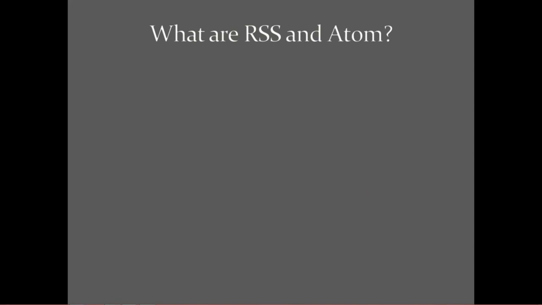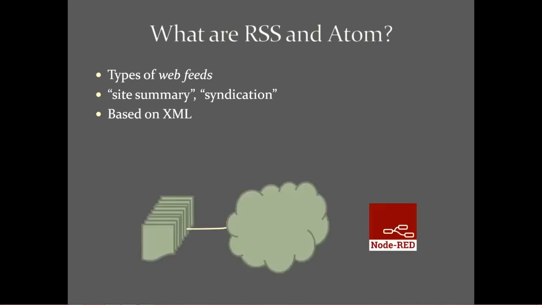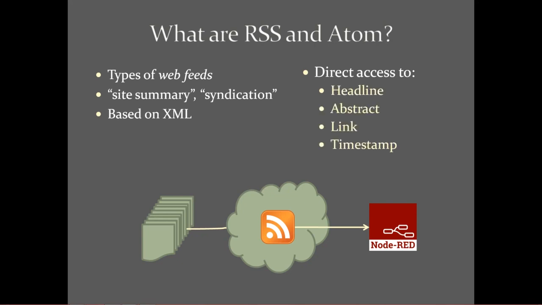But first of all, what are RSS and Atom? Both are types of web feeds. People also refer to them as site summary or syndication, and they are based on XML. We're going to use them because suppose that there are a lot of online newspapers that we want to monitor, but they all present information in different formats. We're going to use a standardized format, which is RSS. This format also gives us direct access to these 4 things that are essential for all news: a headline, an abstract, a link to read the complete article, and a timestamp.